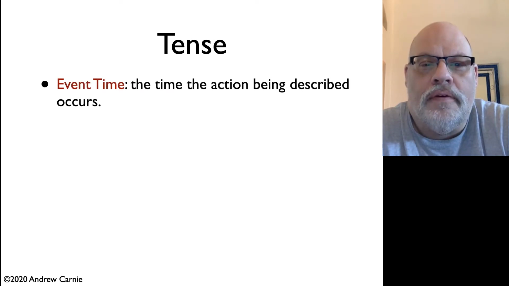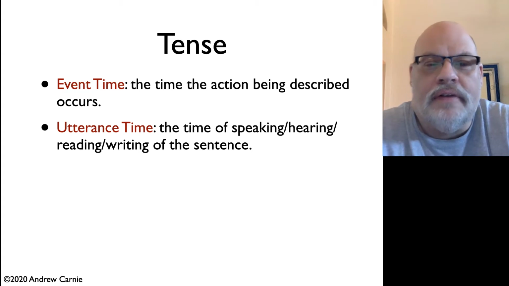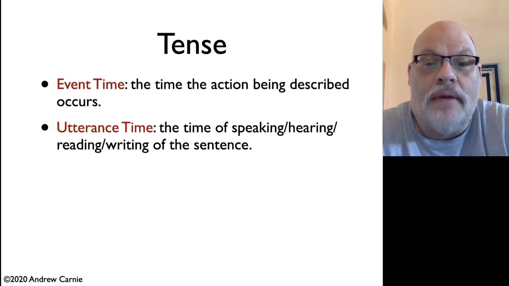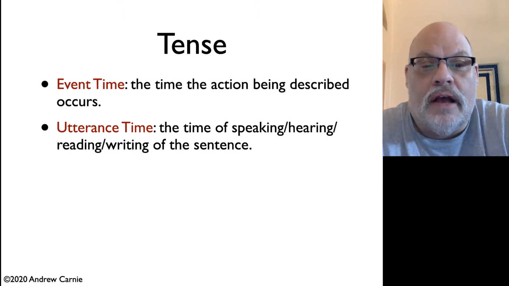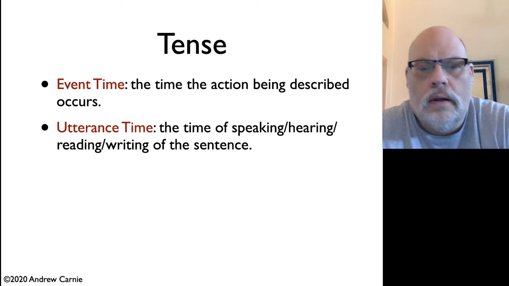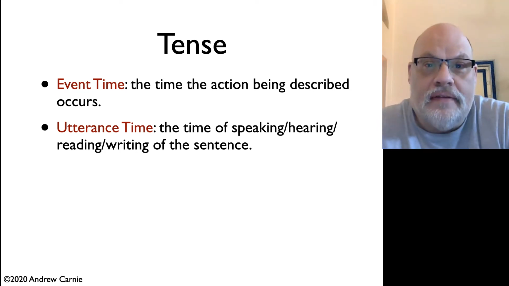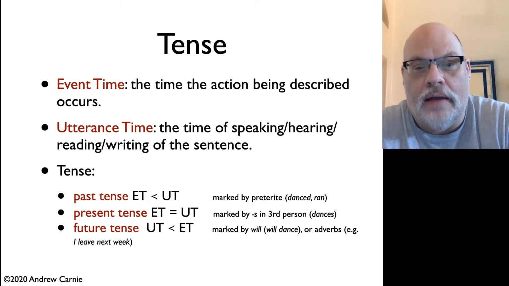Tense refers to the relationship between two times. There's an event time. That's the time in which an action or state of being occurs or has happened. The utterance time, by contrast, is the time of speaking, hearing, reading, or writing of the sentence. The past tense is a tense where the event time happens before the utterance time.